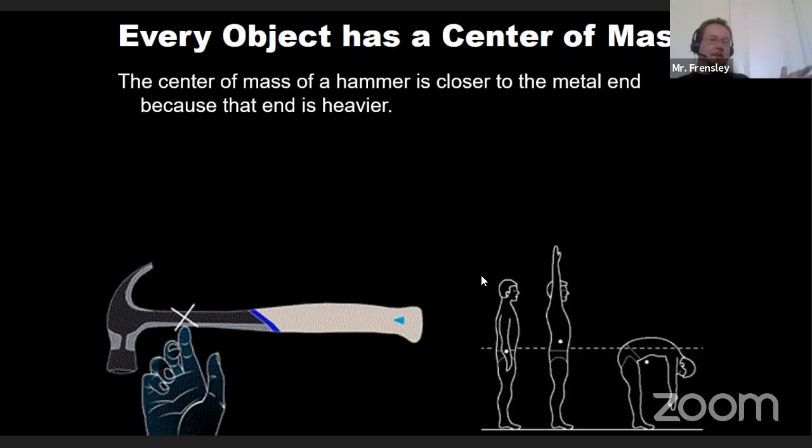Now, the center of mass of the hammer is closer to the metal end because that end is heavier. So if you have a heavier part, then the center of mass is going to be closer to that part. One of the things I found out very early when I was a dad was I put my baby onto the changing table and she liked to kick.